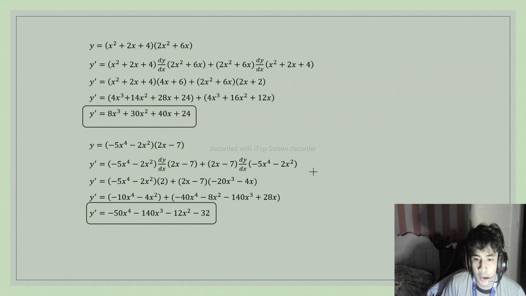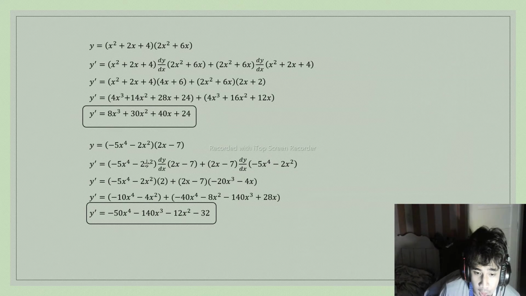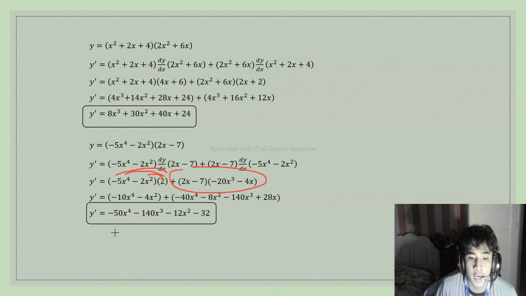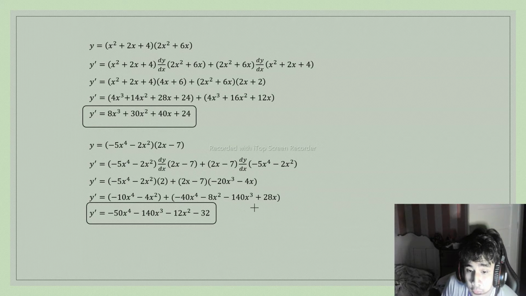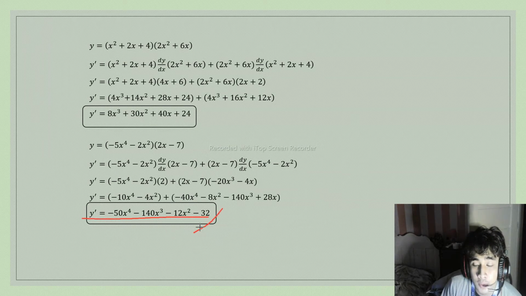Tapos, ang derivative ng negative 5x raised to 4 minus 2x squared ay negative 20x raised to 3 minus 4x according sa constant multiple rule natin. Then, i-simplify natin, distribute, FOIL method, and that will give us negative 10x raised to 4 minus 4x squared plus negative 40x minus 8x squared minus 140x cubed plus 28x. And pag combine like terms na natin, will give us negative 50x raised to 4 minus 140x cubed minus 12x squared minus 32.